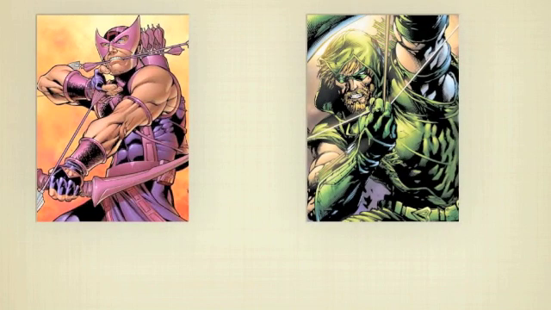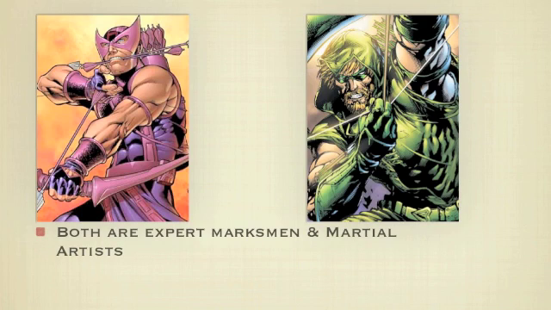So next up, we're going to be talking about Hawkeye and Green Arrow. Now these two are almost identical to a fault, because they have a lot of similarities. If you put them against each other in a fight, it would pretty much come to a draw. Both are expert marksmen and martial artists. So basically, they're the bow and arrow guys in Marvel and DC. You set them to shoot a target, they can probably shoot it from several miles away and hit it dead on, a bullseye. So they're that good.